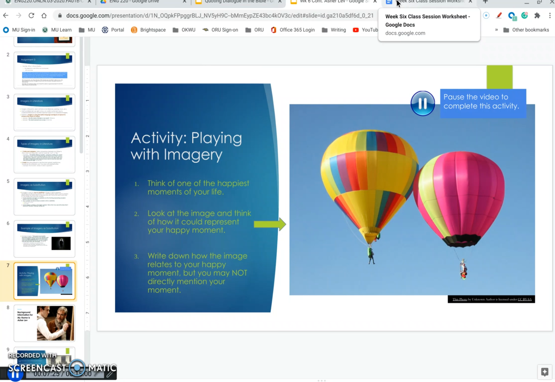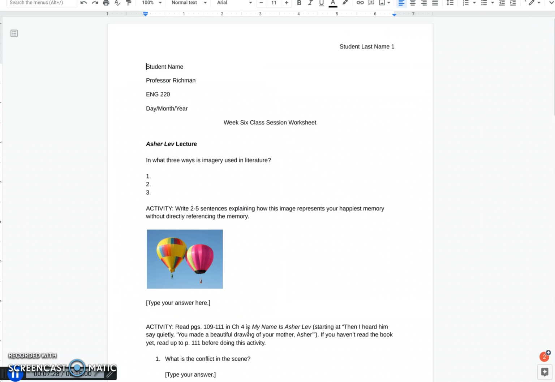I want you to do that in the worksheet, which will be right here, and you can type your answer. When you finish this activity, go ahead and move on to the next video.